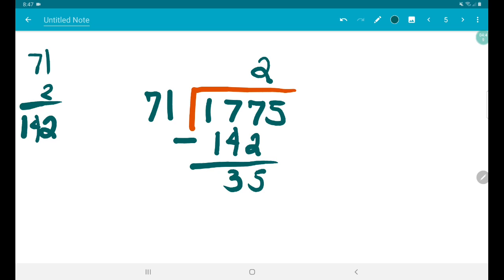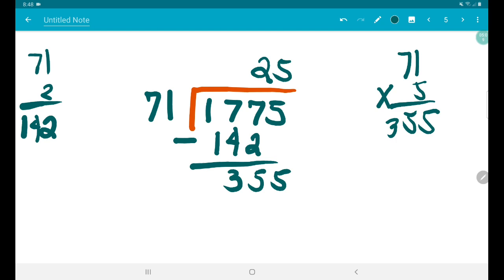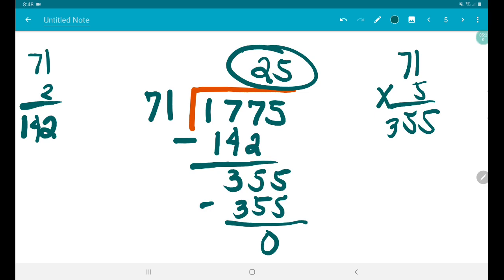Pagkatapos mag-subtract, bring down na tayo. So, 5. Yan. So, 355 divided by 71. Try natin yung 5. So, 5 times 71. 5 times 7 is 35. Ayan. So, 355. And then, subtract na tayo. So, parehas naman sila. 0. Wala na i-bring down. Tapos na. So, 25 is the correct answer.